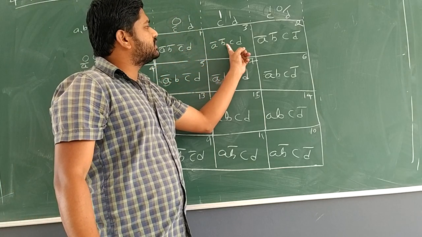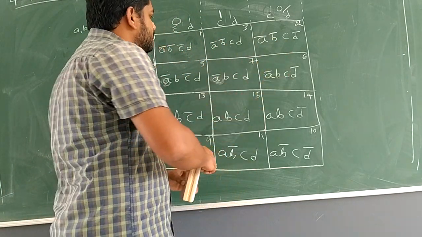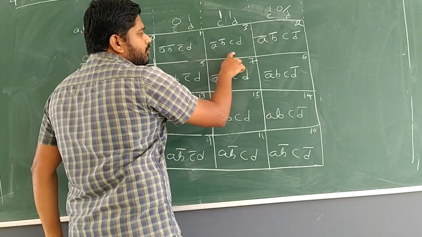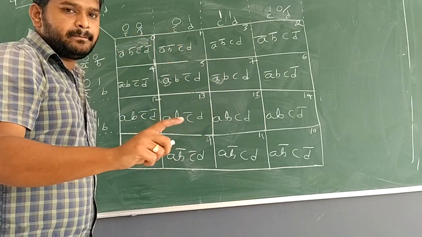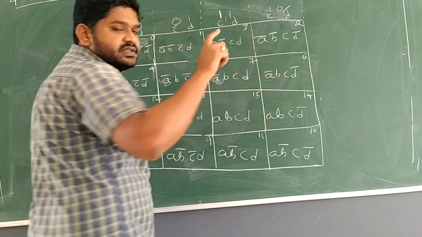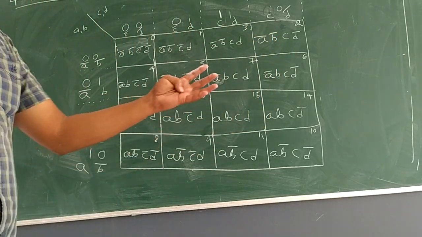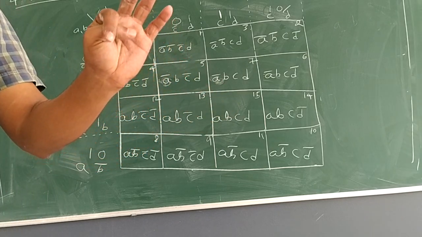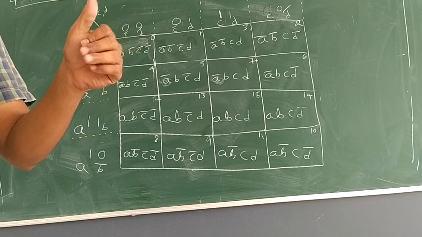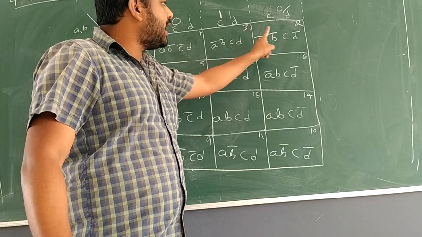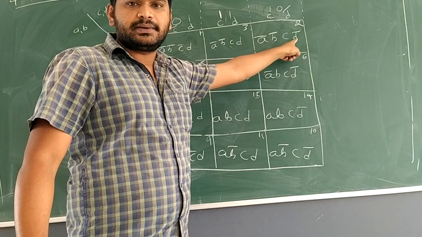So now you compare 3 with 2. A complement same, B complement same, C same. So A complement, B complement, C are 3 same variables, and 1 is different, that is D and D complement.